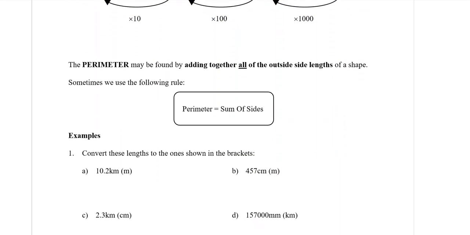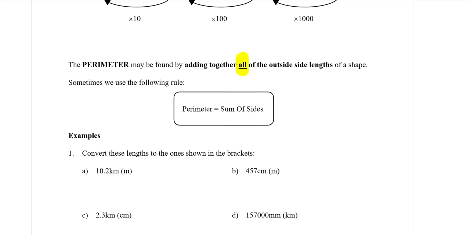The perimeter of any straight-sided shape can be found by adding all, and that is underlined, all of the outside side lengths, not any that are inside. And you have to make sure if there are any sides that don't have numbers on them, then you need to find those before you find the perimeter.